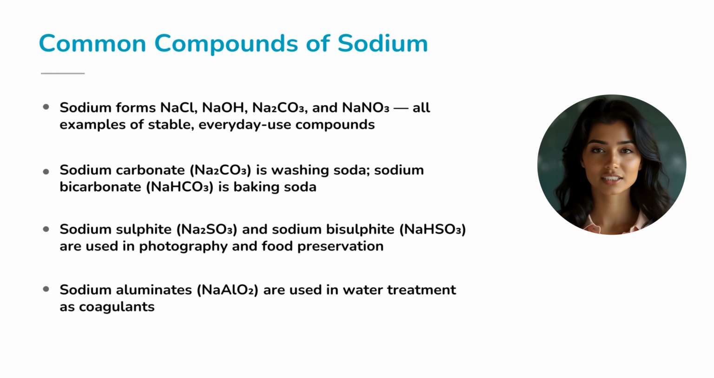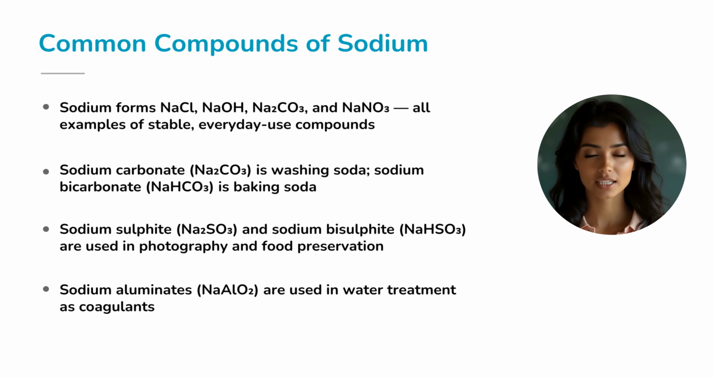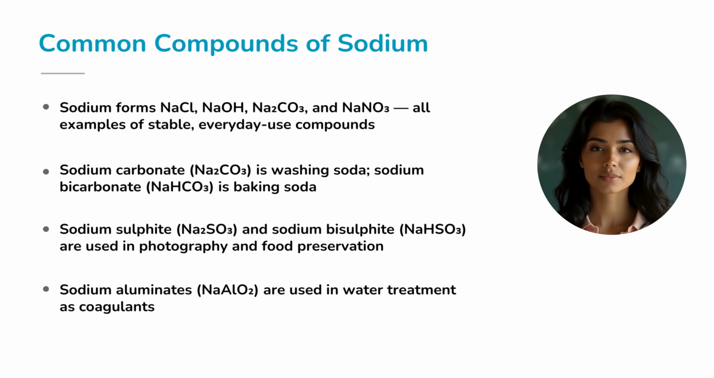Sodium nitrite is NaNO2, used in preserving meats. Another one, sodium sulfate is Na2SO4, where SO4 is sulfate carrying a charge of 2 minus. So, we need two Na+ ions to balance it. And sodium aluminate is NaAlO2, used in water purification. Sodium compounds are simple but powerful, used in industries, homes, and even hospitals.